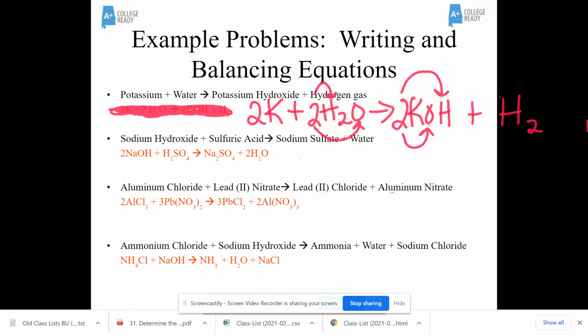Do y'all remember doing this in physical science way back in 8th grade? If you notice, the only thing I ever changed was the coefficient, and that's all you're going to do. You cannot go in and change the subscripts, because then you change what it is. It's going to take you, like I said, use a pencil. Combustion ones are the hardest ones to do. We'll get to those later.